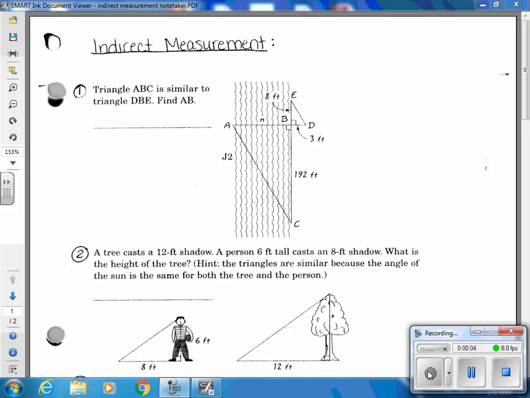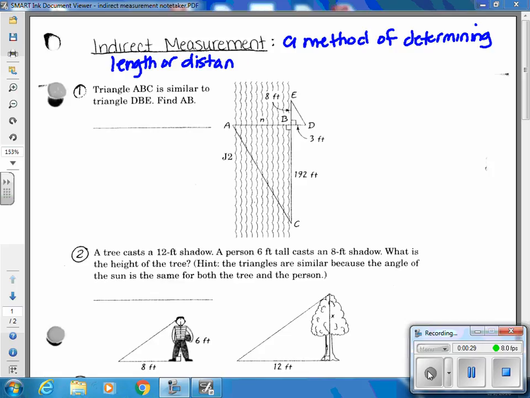All right, for this video, we're going to talk about a topic known as indirect measurement. And the first thing we want to do is actually define what that is. Indirect measurement is a method of determining length or distance when direct measurement is impossible.